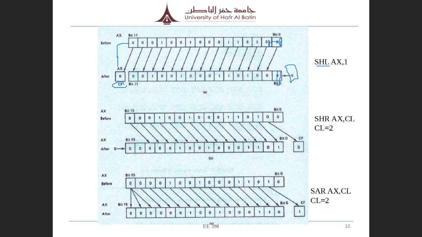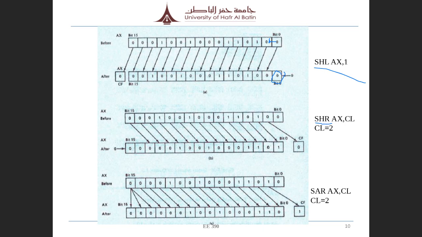So again I am saying, 1 bit logical shift means every bit will move to the left by 1 bit. This 0 will move here, this 0 will move here, and so on. But what about the MSB? It will come to the carry flag. And what about the LSB? It will be filled up with 0 because it becomes empty.